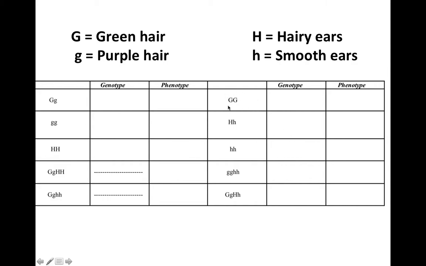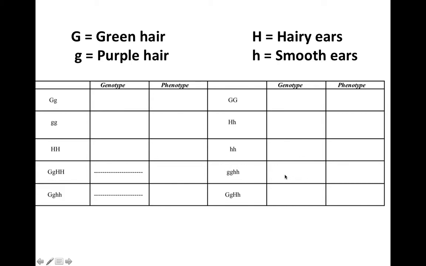Hop over to this side, big G. What genotype do we have? Say it out loud: homodominant, very good. What phenotype do we have? Green hair, very good. Big H, little h, my genotype is going to be what? Shout it. Heterozygous, very good. My phenotype, say it out loud: hairy ears, very good if you're saying it. I hope you are. It'd be kind of funny if I'm sitting here talking to myself, which I am doing right now. Little h, what is my genotype? It's going to be homorecessive. Very good. My phenotype is going to be what? Smooth ears. Very good.